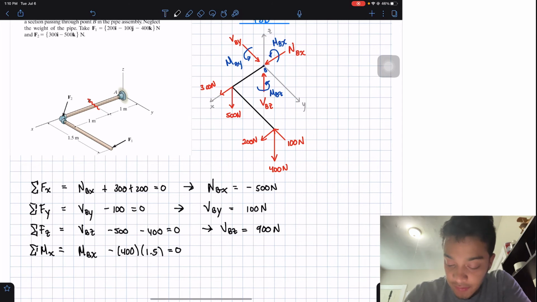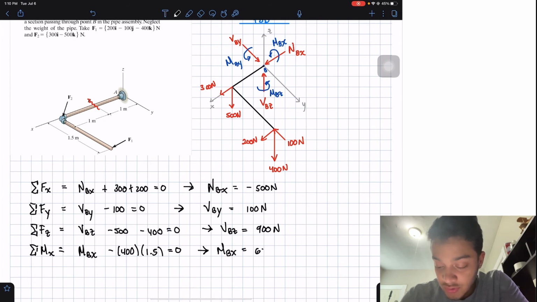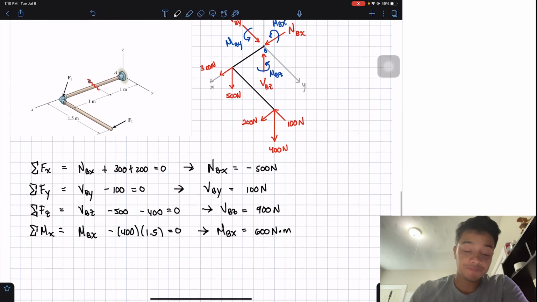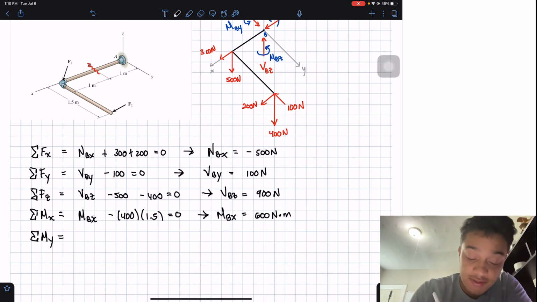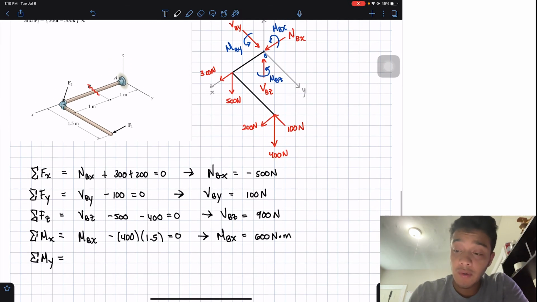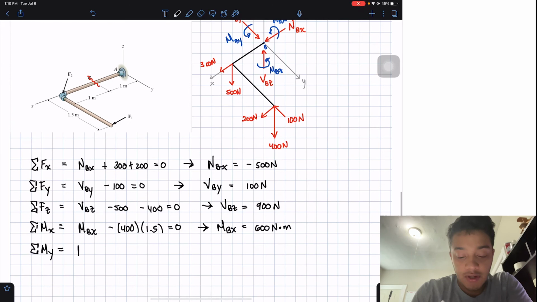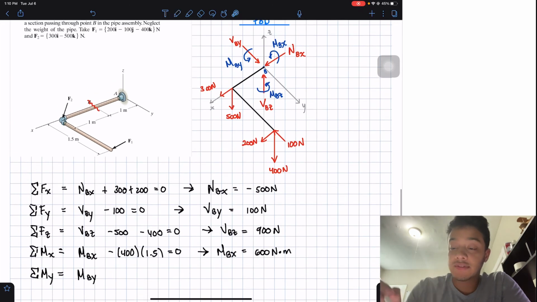And this should be equal to 0. If we solve for Mbx, this should be equal to 600 newton meters. Okay? So we're going to do a summation of moments in the y direction, about my y-axis. Then I have my unknown moment My. Then let's see what's next.